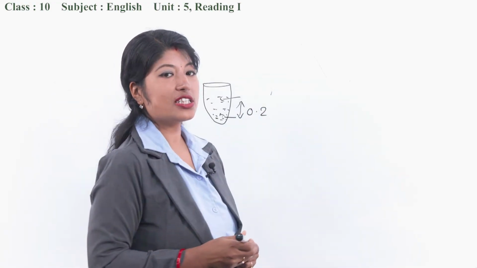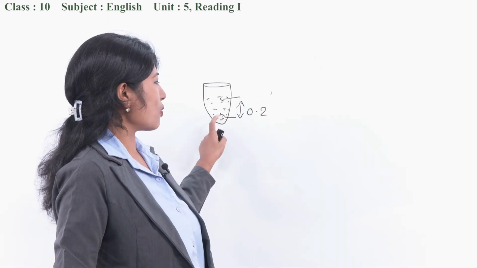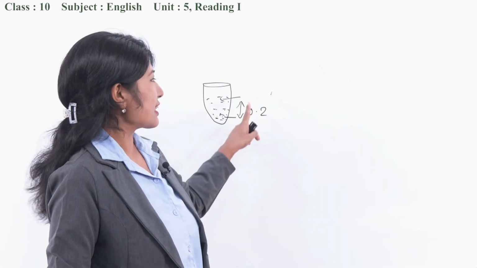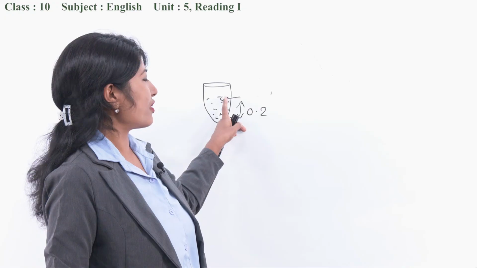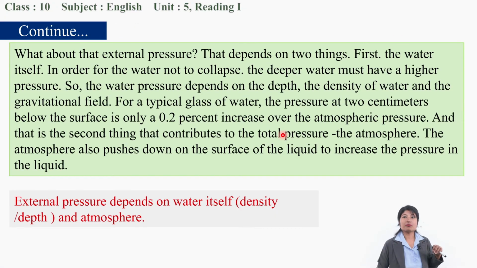In a difference of 0.2%, the atmospheric pressure is different. Water pressure is different. The pressure is more here. That's why if you make a hole over here, the water comes out more forcefully than if you make a hole over here, right? The pressure is more at the bottom.